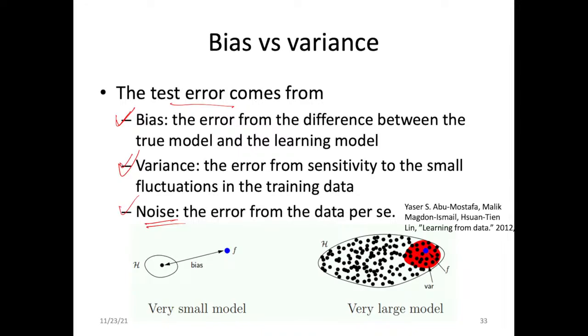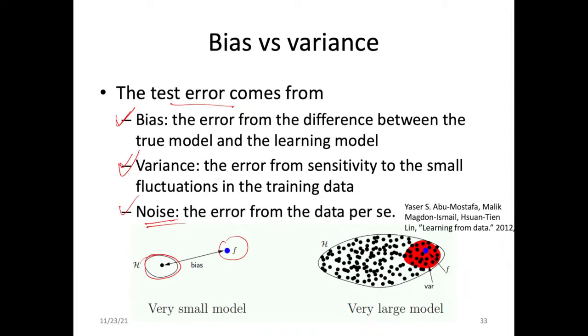So what is bias? Let's assume that f is the true relationship between x and y. x is the feature, y is the target. And this H is your hypothesis space. A hypothesis space is, based on your model, what are all the possible relationships between x and y.